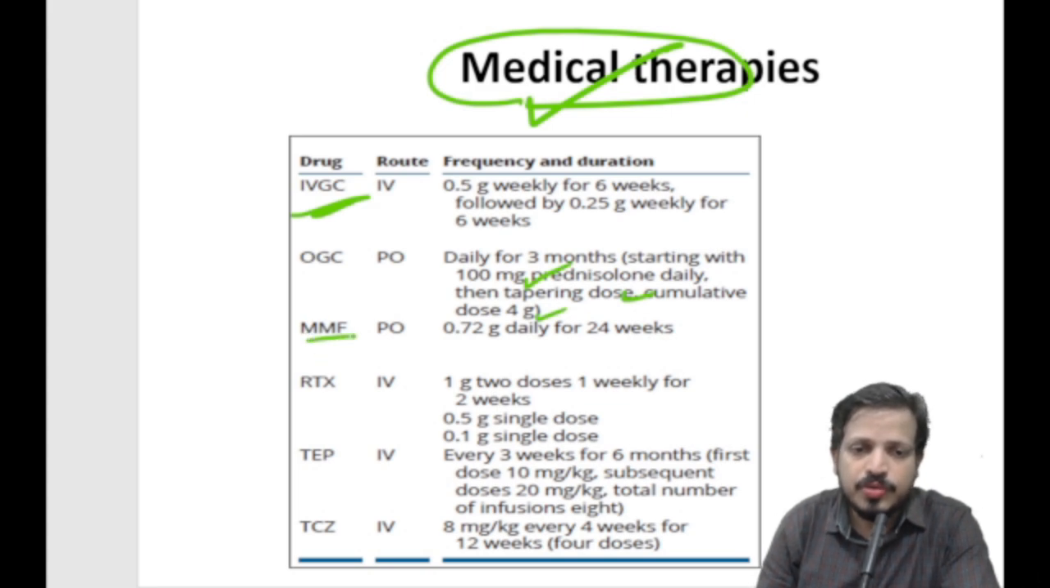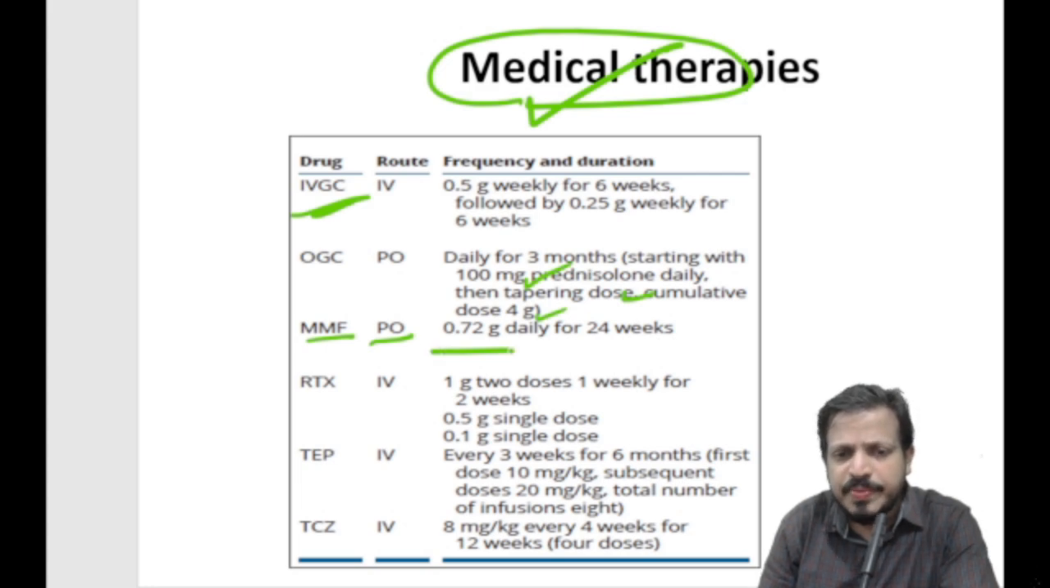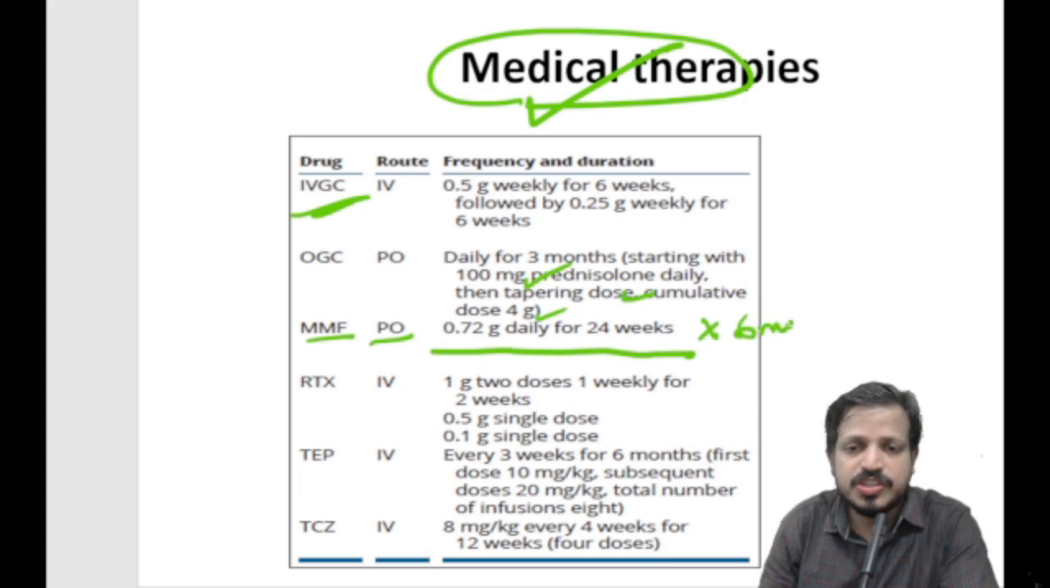Then mycophenolate mofetil, this is per oral, we will give 0.72 gram daily for 24 weeks. 24 weeks means 6 months. For 6 months we will give.